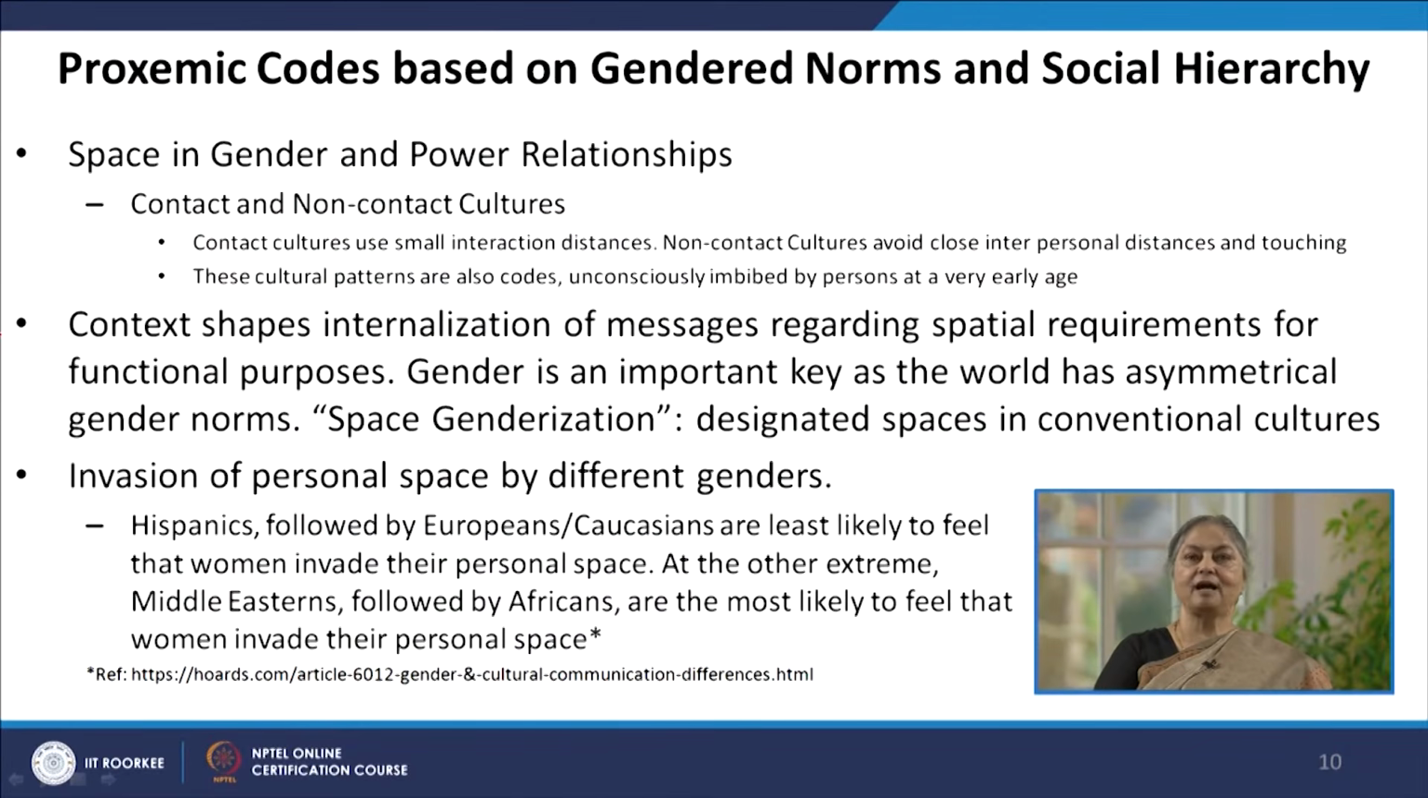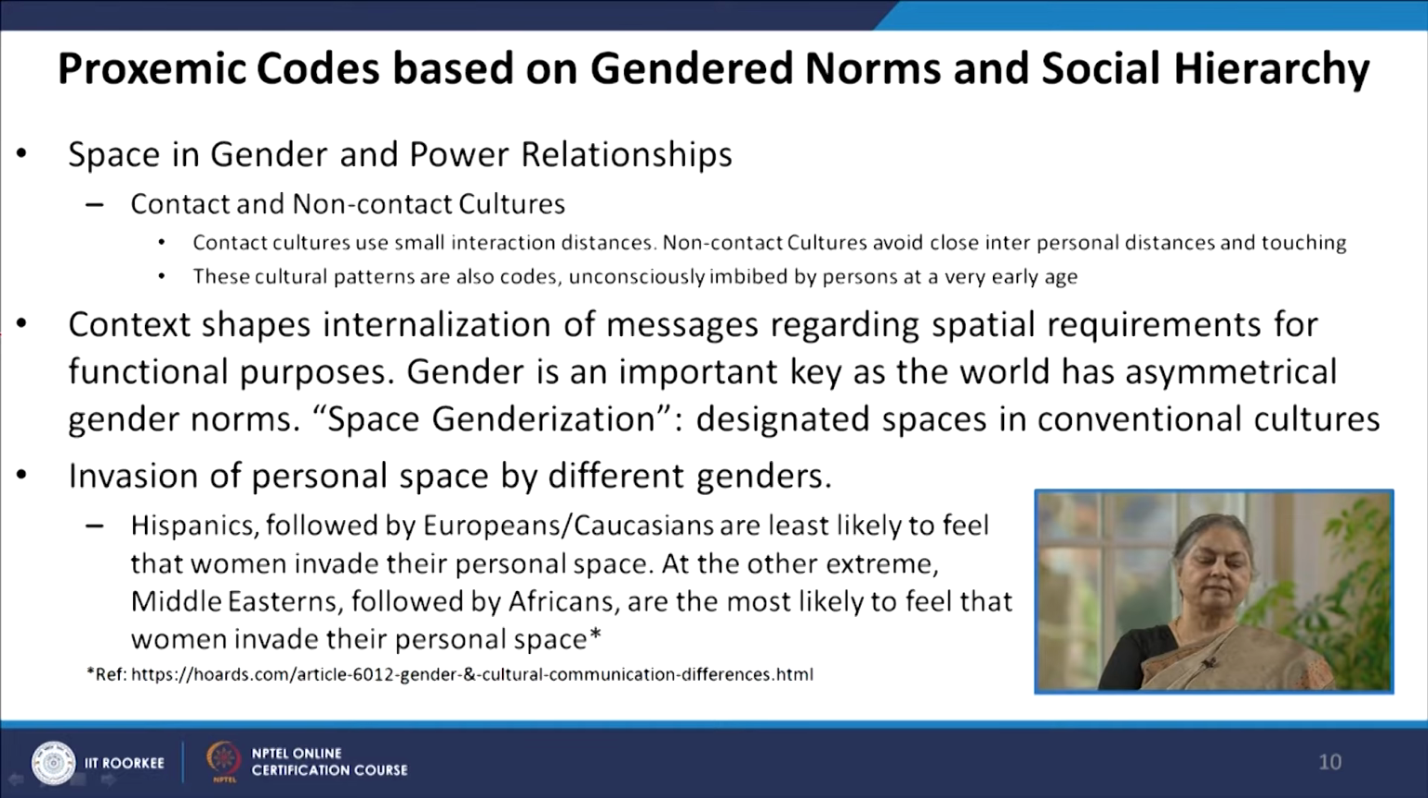Space is always influenced by our understanding of how a particular gender code has to be enacted in a society, and also what is the role of power relationships within and outside different gendered relationships. We have seen how contact cultures use small interaction distances, whereas non-contact cultures avoid these close interpersonal distances as well as the frequent touching of each other.